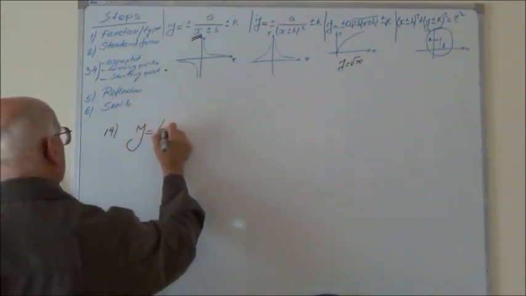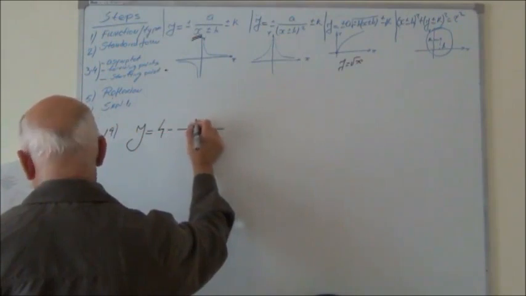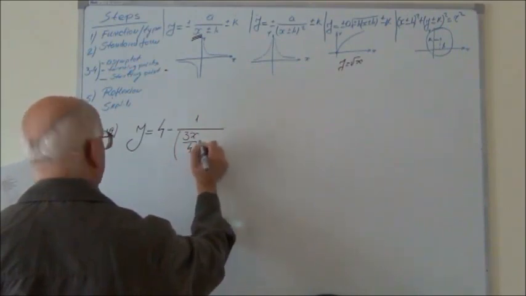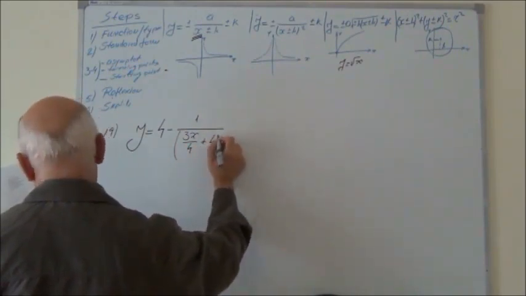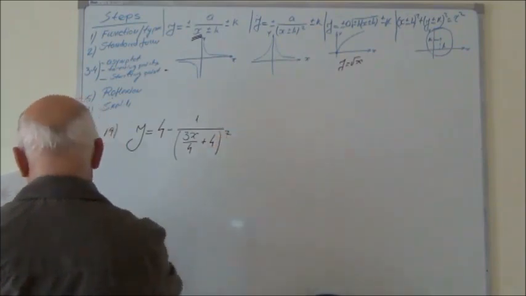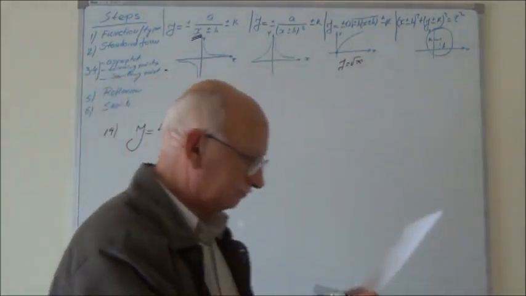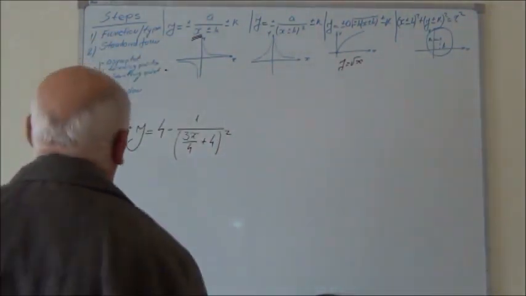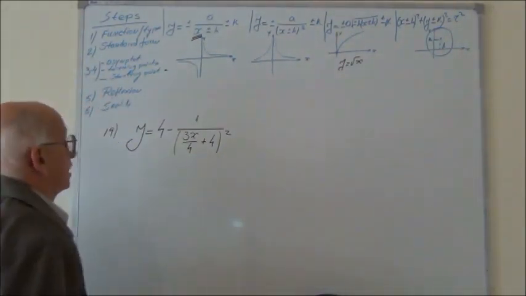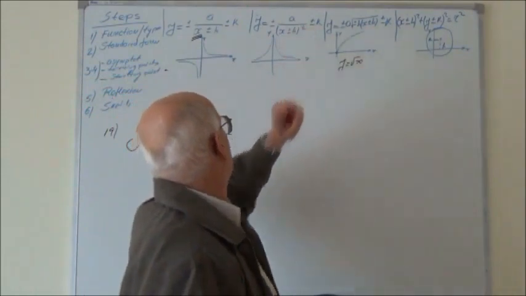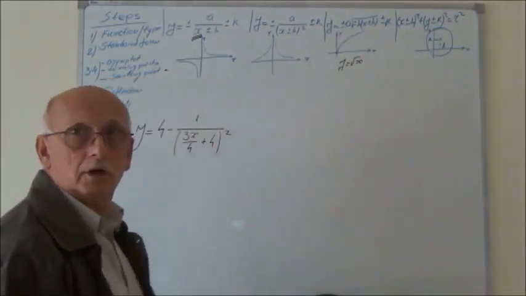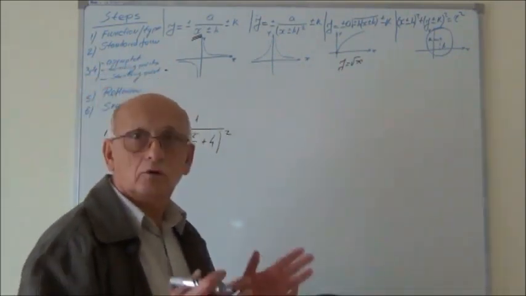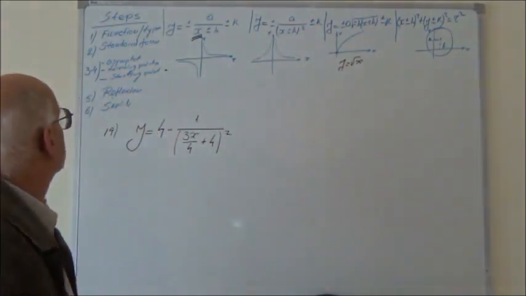Example 19 is y equals 4 minus 1 over (3x/4 plus 4)/2. So, truncus, but truncus not in standard form. So we have to perform some algebra to make it be in standard form.